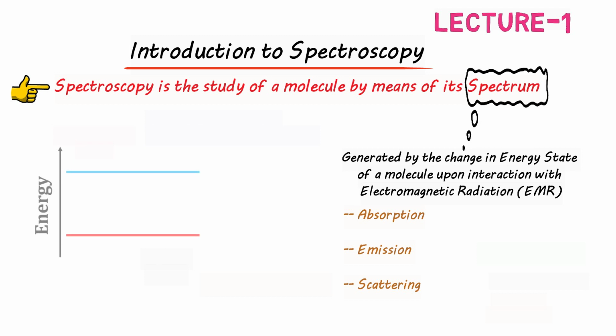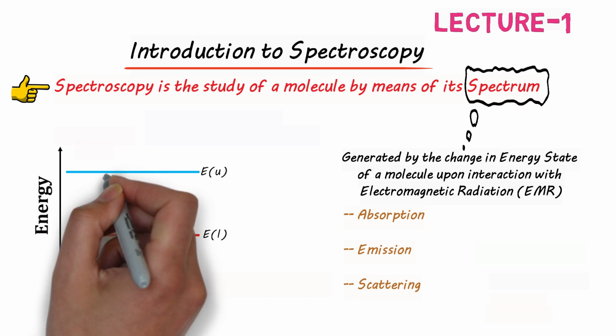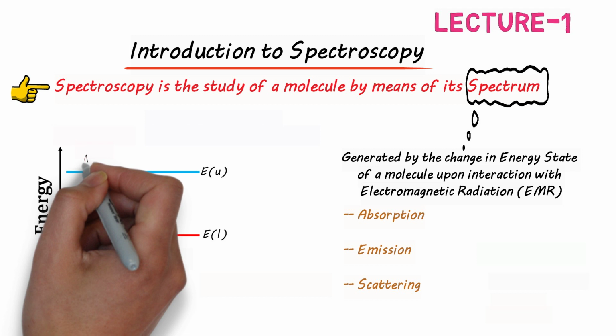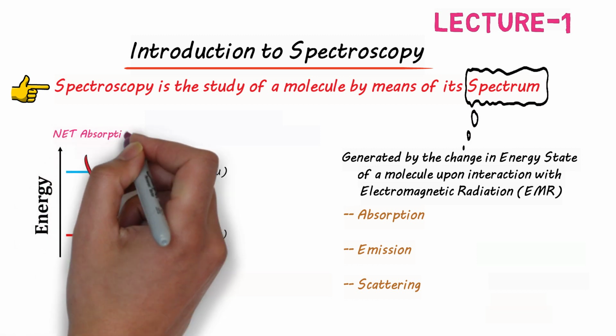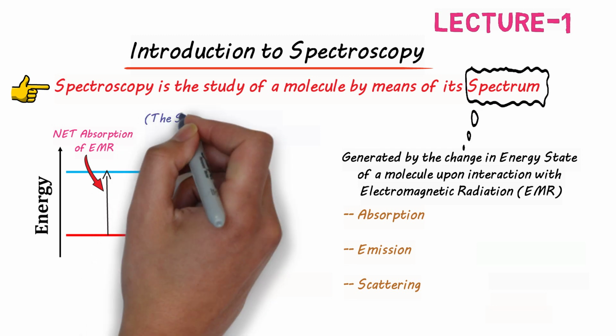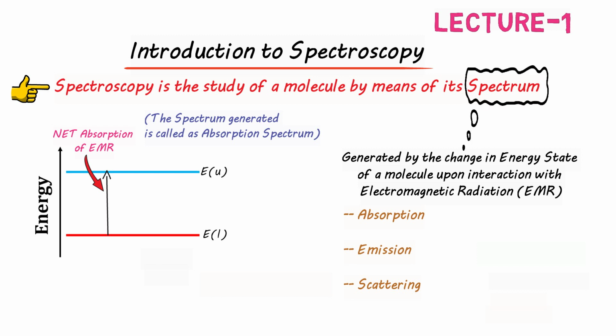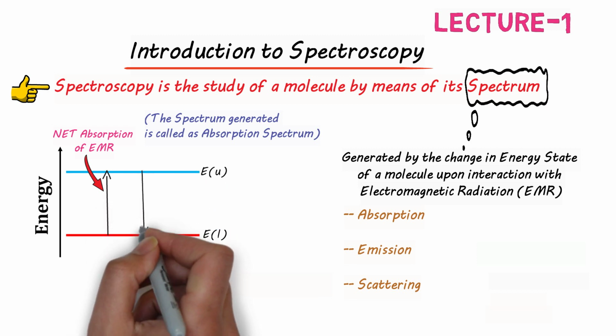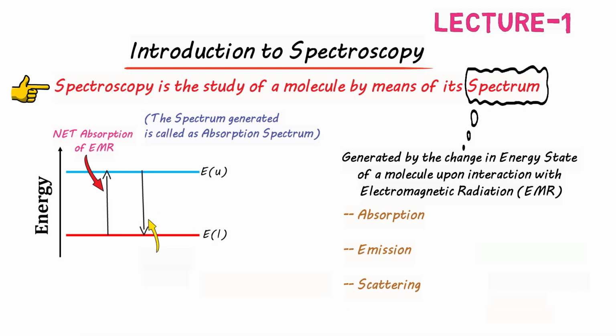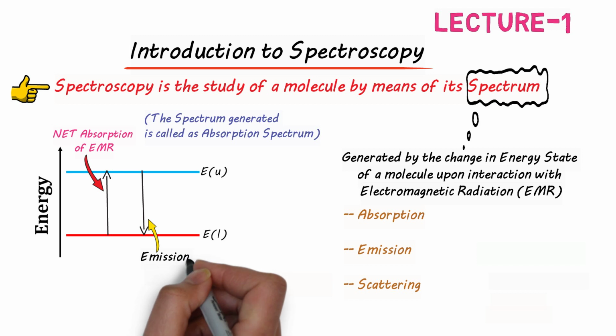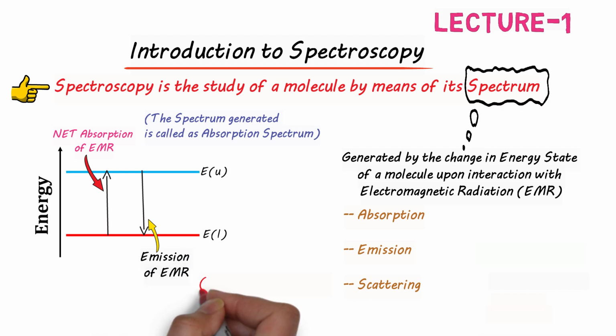This can be easily illustrated with the help of this diagram. Here you can see the lower energy state of a molecule is designated by EL, which means lower energy state, and EU is the upper energy state or excited state of that molecule. Now once a molecule transits from lower energy state to that of higher energy state, there occurs net absorption of electromagnetic radiation. The spectrum generated by this transition is called as absorption spectrum. However, if a molecule is already in the excited state, once it reaches to ground state or lower energy state, it emits the excess energy in the form of photon, or we can say electromagnetic radiation, that is called as emission of radiation, and this gives rise to emission spectrum.